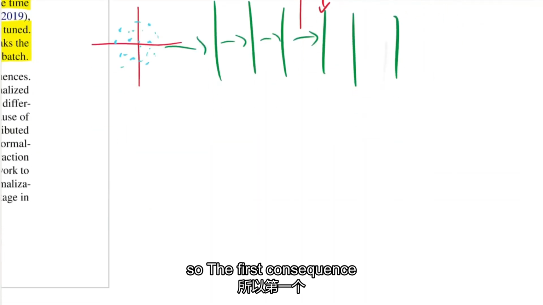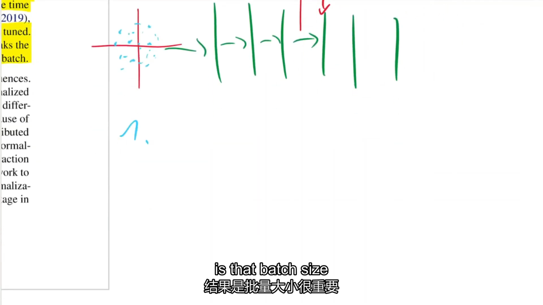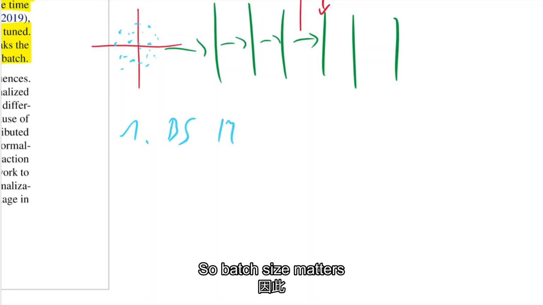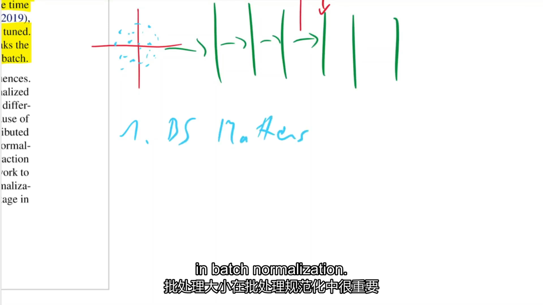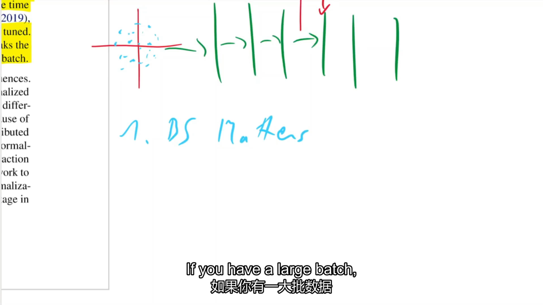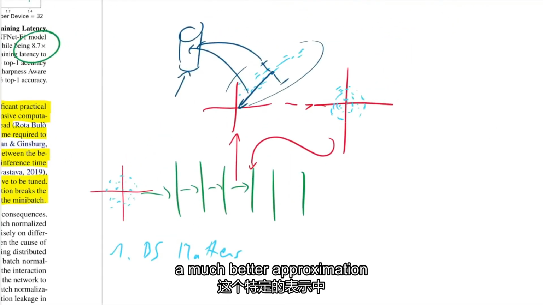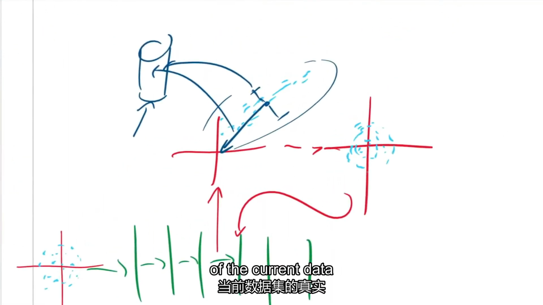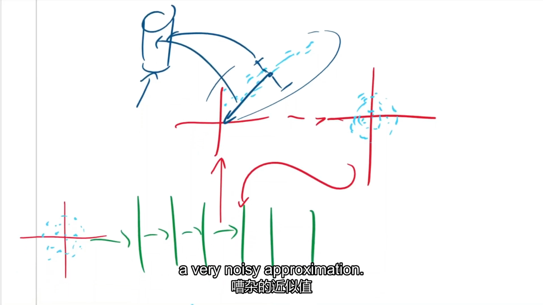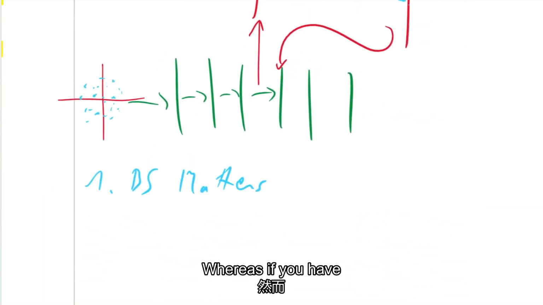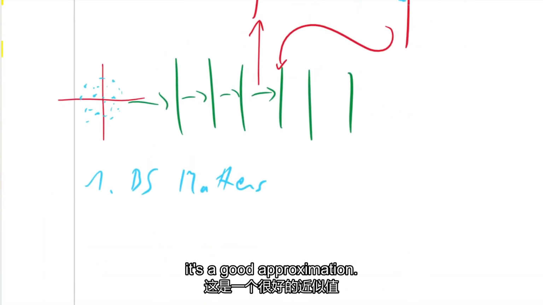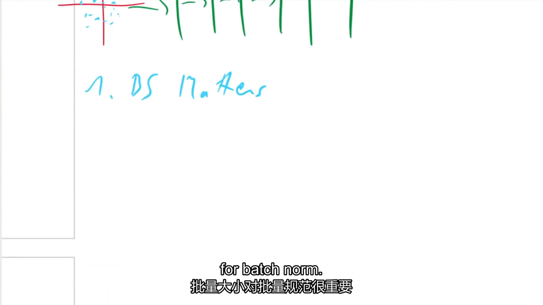So the first consequence is that batch size matters. So batch size matters in batch normalization. If you have a large batch, you can compute these means of the data. They are a much better approximation to the true mean of the current data set at this particular representation than a small batch. So if you just have 3 examples, the mean is going to be a very noisy approximation. Whereas if you have a large batch, it's a good approximation. So batch size matters for batch norm.